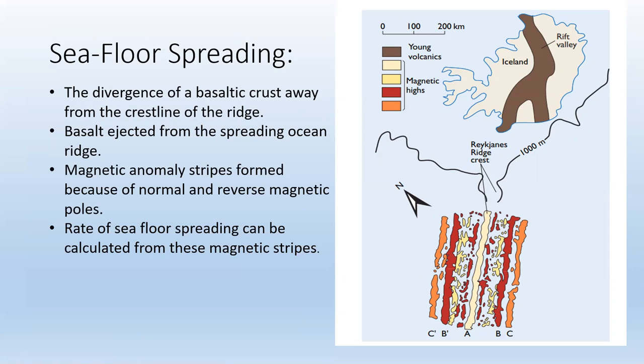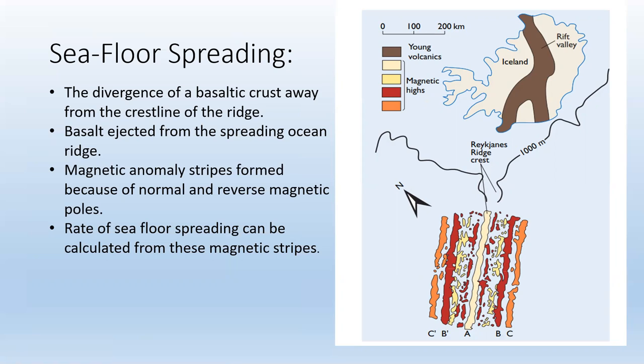And magnetic anomaly stripes are formed because of normal and reverse magnetic poles. When one basaltic stripe is formed, after some hundred years, after some millennia, new magma erupts again, and again that magma gets magnetized. That is called thermal remnant magnetization. It is magnetized along the present position of the Earth's magnetic pole, and accordingly different magnetic stripes form. And with the help of these magnetic stripes on both sides of the mid-oceanic ridge, we can calculate the rate of seafloor spreading.